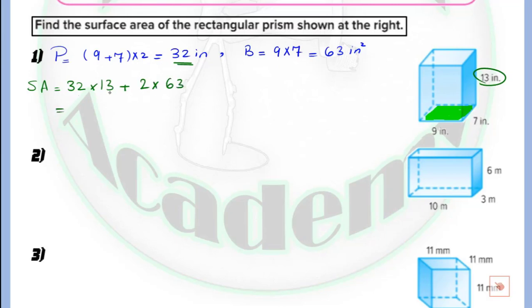By multiplying 32 times 13, you will find that the answer will be equal to 416. 2 times 63, you will find that the answer will be 126. By adding the two numbers, you will find that the answer will be 542 squared inch. Because we are talking about surface area or the area, it will be squared unit.